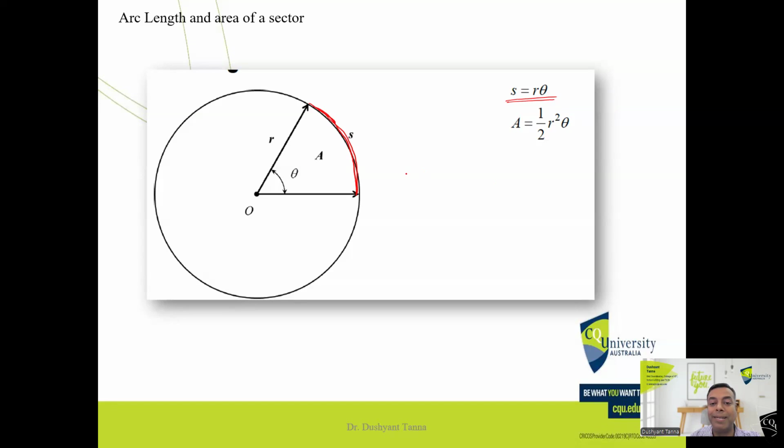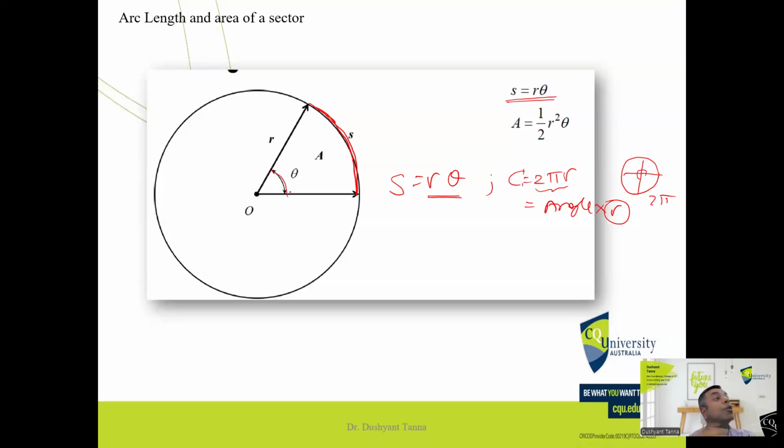Now, I will connect it this way. S is r theta. What is C for the whole circle? It is 2 pi r. Because what is this 2 pi? When you go around the circle, you cover an angle, which is 2 pi. So technically, this is nothing but angle times radius, isn't it? In this instance, it is angle times radius as well, but we don't know the angle. It won't be the whole, it will be a part of it.